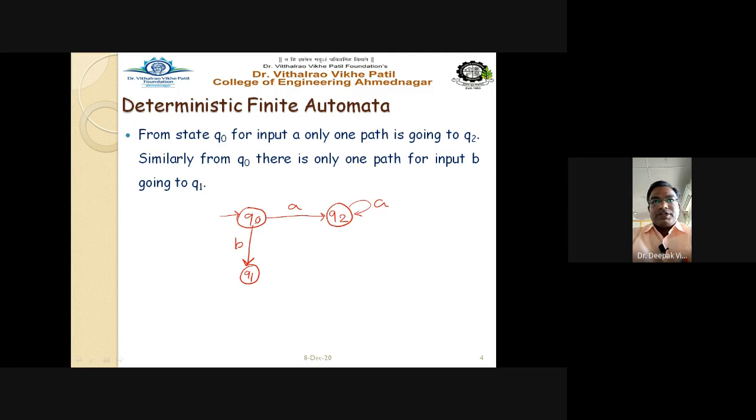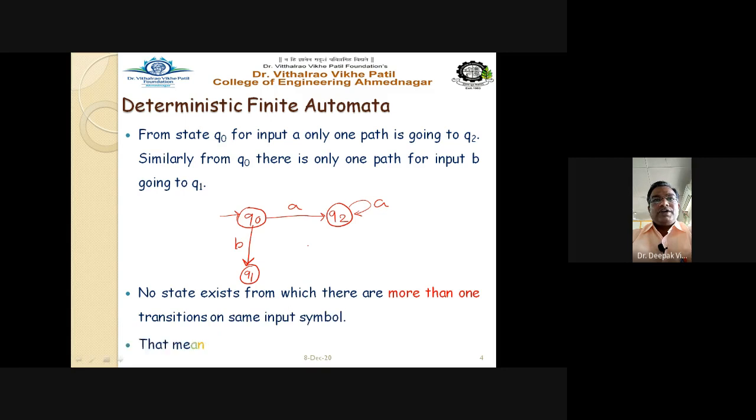There are no multiple states. Q0 on A does not go to Q3 or Q4 like that. That's why it is called deterministic, right? So no state exists from which there is more than one transition on the same input symbol. That is the case for your DFA.